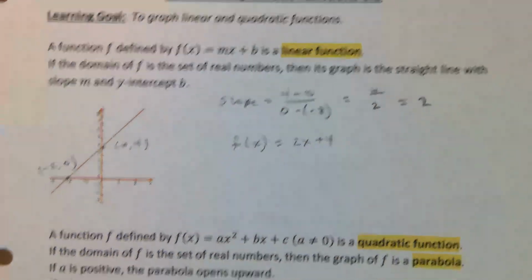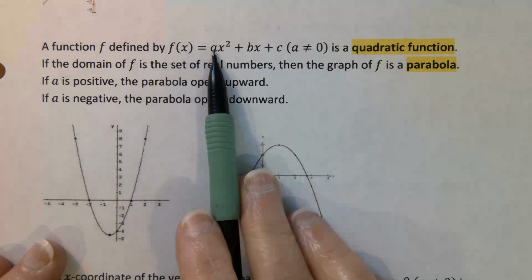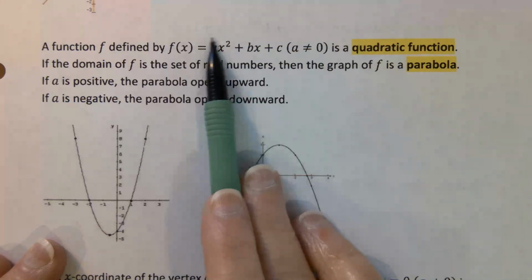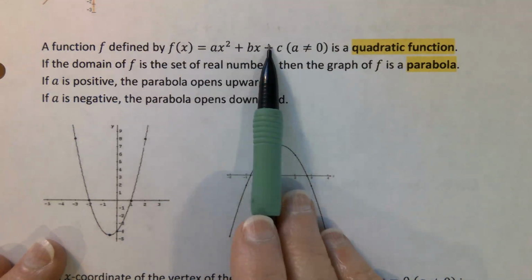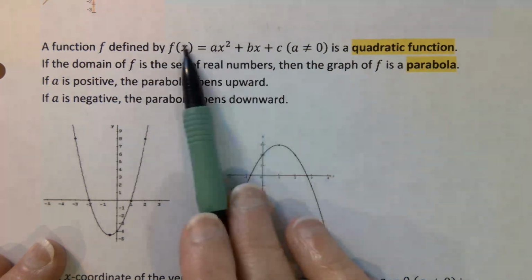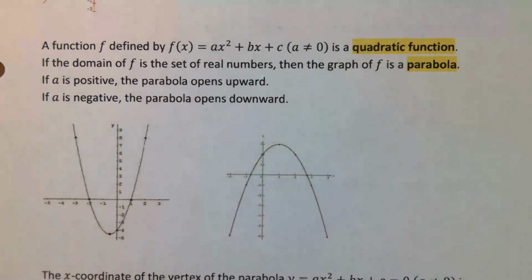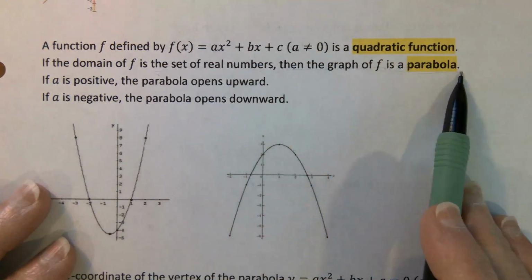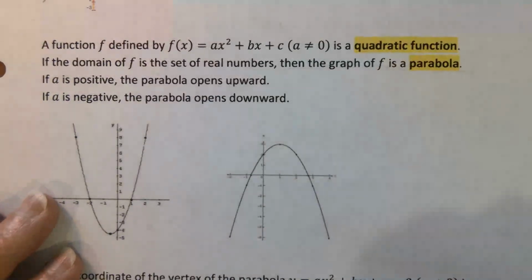Okay. So a function f defined by f of x equals ax squared plus bx plus c, where a is not equal to 0. If a was 0, then this would just be bx plus c. So this is standard form of a quadratic function. Okay, so we've factored these. We would solve this for 0, and then we would factor. Okay, so this is a quadratic function. So if the domain of f is the set of real numbers, then the graph of f is a parabola. So this shape here is called a parabola.